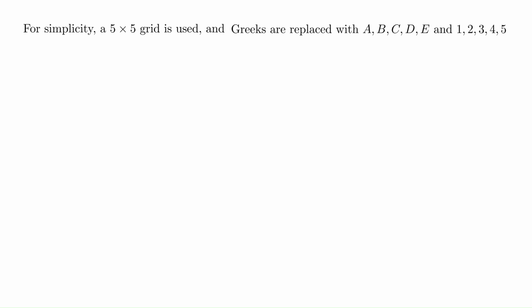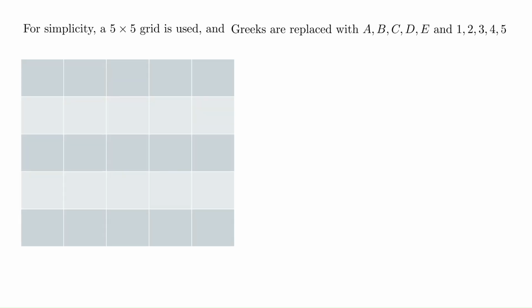For simplicity, a 5 by 5 grid is used, and the uppercase and lowercase Greek letters are replaced with A, B, C, D, E, and 1, 2, 3, 4, 5. We are going to answer two questions, then the proof will be done. The first question: the cells with the same letter or the same number are connected through shared edges. Then the question is, how many such edges are needed?